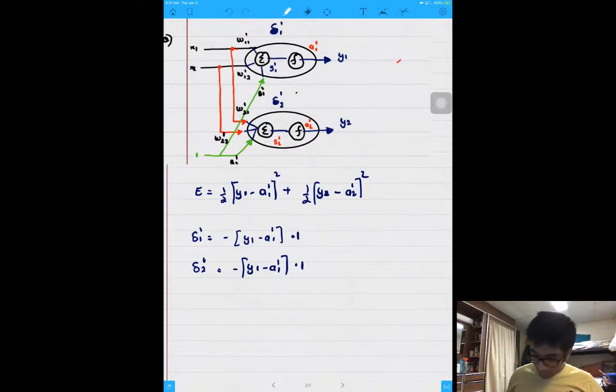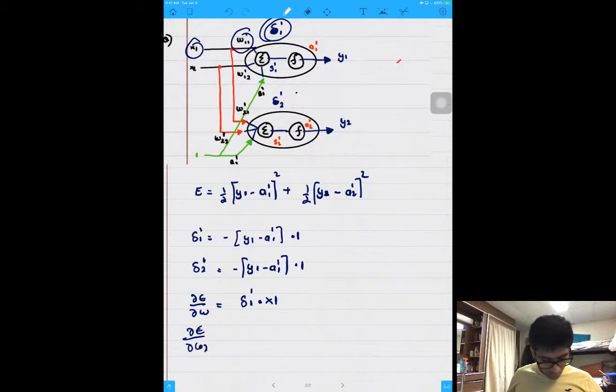Now I need to compute the gradients, so the gradient would be the deltas of that layer, so delta 1 of 1. So I'm computing for this, right? For this we have this delta, so it will be delta of this into x1, the input. Similarly del E by del w2 would be delta 2 of 1 into x2. So these are the equations I got.